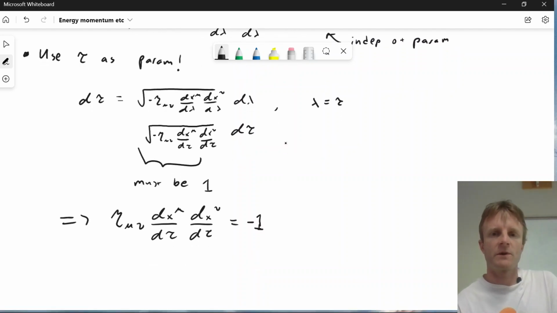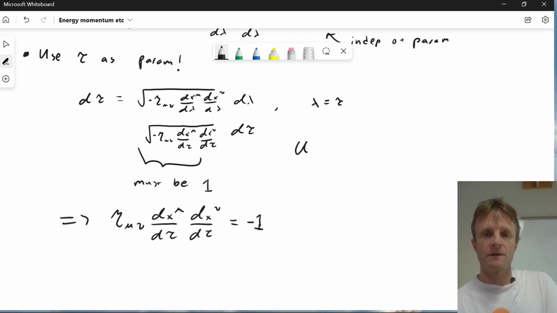So this is an important equation, and when we use tau, we give the tangent vector a name. Okay? So we call it u mu equals dx mu d tau. This is called the 4 velocity, so I'll put 3 equals to show it's a definition.